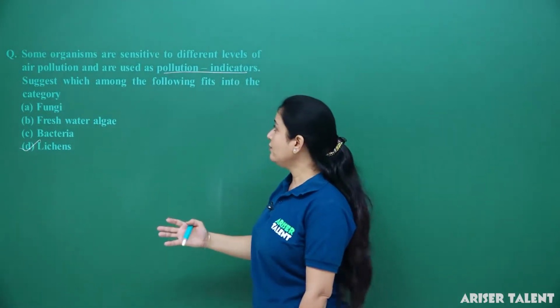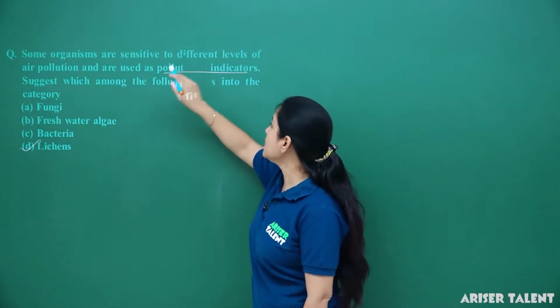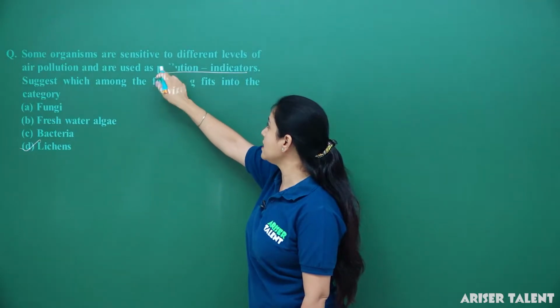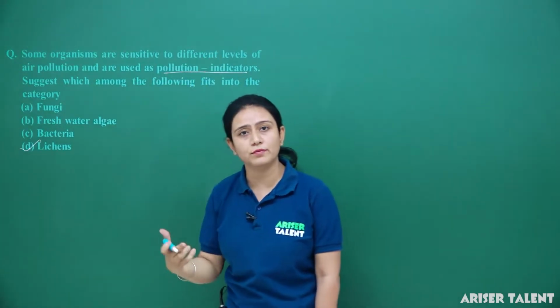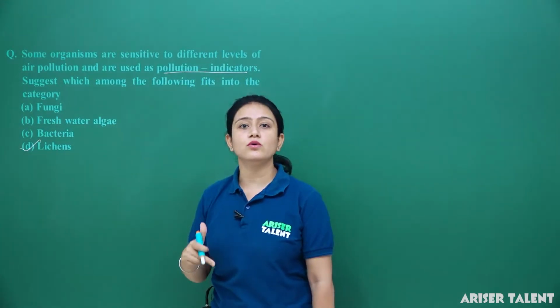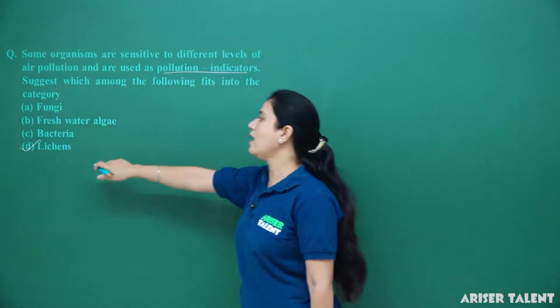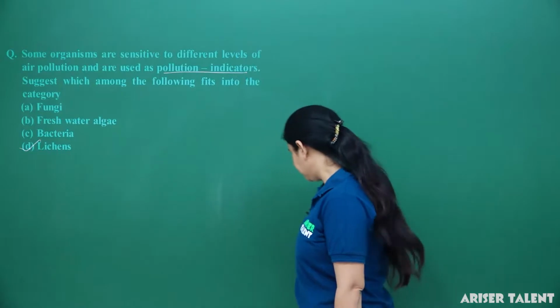Clear? What are the features? Pay very sincere attention, that they cannot bear, or they are sensitive to, different levels of air pollution. This is the reason they are known as air pollution indicators. Okay, so they are lichens. Clear?